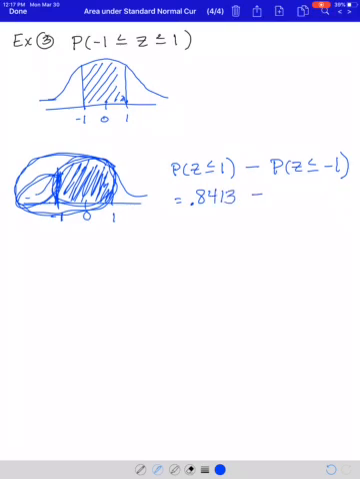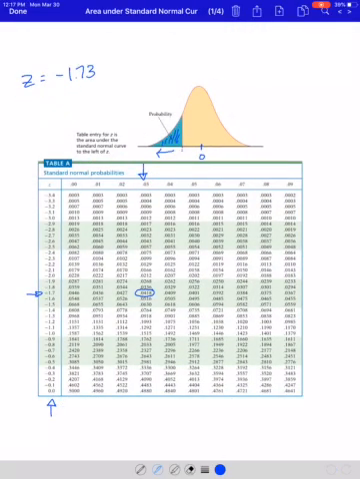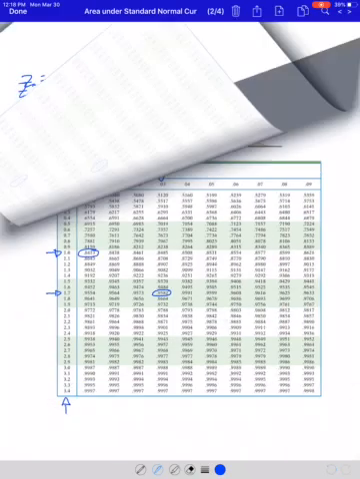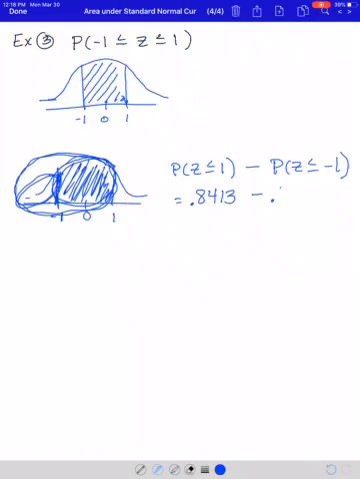And now we have to subtract away the probability that z is less than or equal to -1. So let's come over to our table. This time we want negative z values. So z equals -1, that's down here. My hundredths place is again 0. So we have to subtract away 0.1587. And if we do this subtraction problem, we end up with 0.6826. And notice this is very close to our approximation from before of 68% or 0.68.